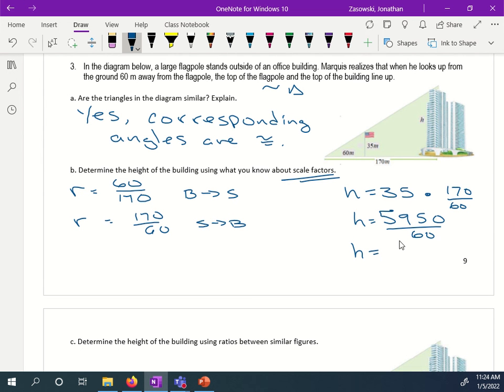This comes out to be a decimal, but it's 99.16 repeating. The reason why I'm writing this out and not rounding to 99 is because it doesn't say what to round to. So I'm going to give it the most accurate answer I can. Okay.